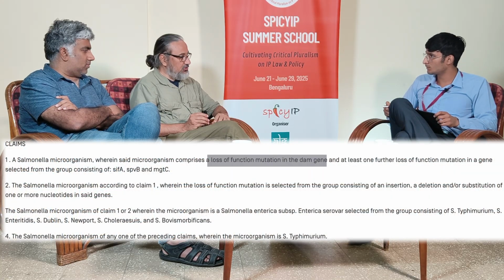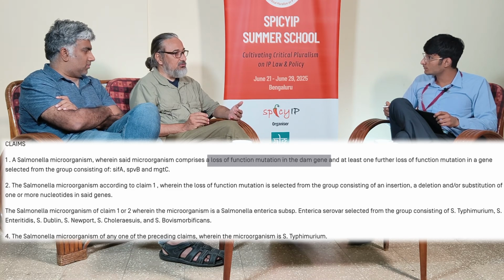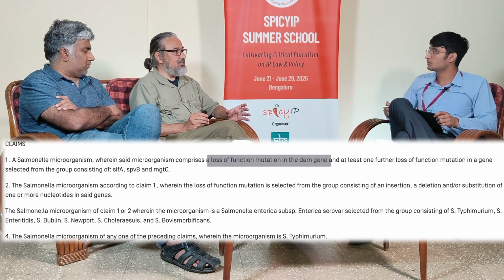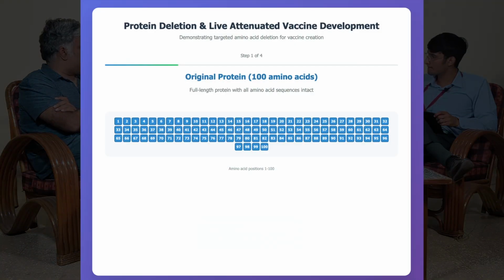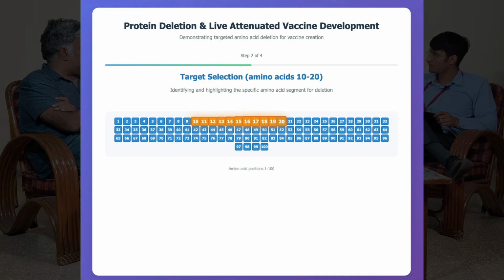So the invention, which was originally filed as I mentioned as a PCT application, describes a process where there are loss of function mutations, and when I'm talking about loss of function mutation, that also includes constructs that delete a portion of the gene in frame. What in frame deletion means is that you delete a part of the protein without disrupting the parts before and after. So for example, if the protein is 100 amino acids long, you delete amino acid number 10 to 20. That means between 1 to 10 is same as before, between 20 to 100 is same as before. This particular invention talks about deletion in 2 genes.